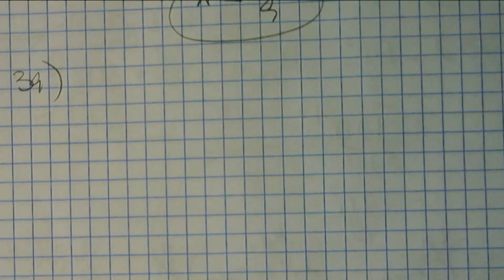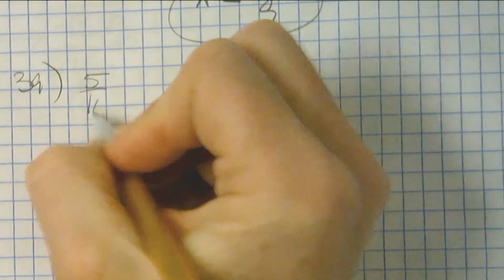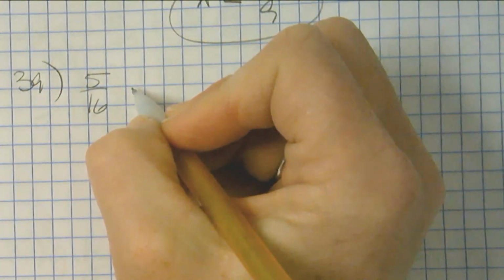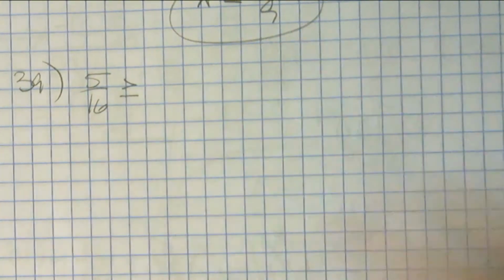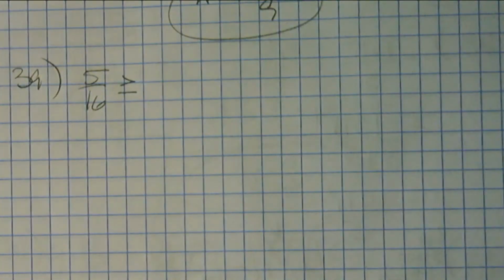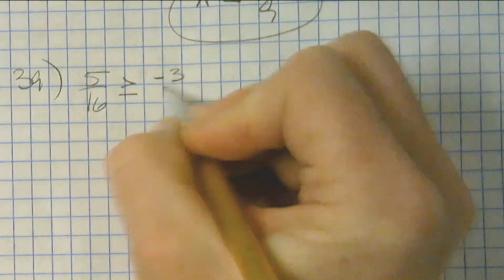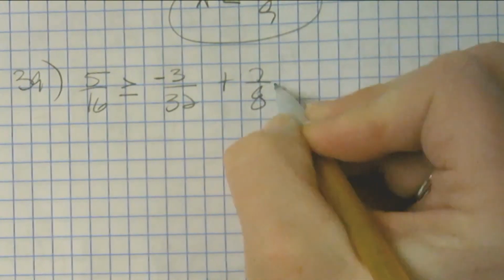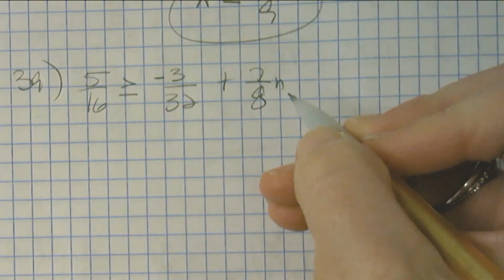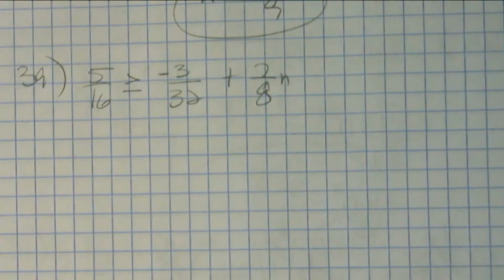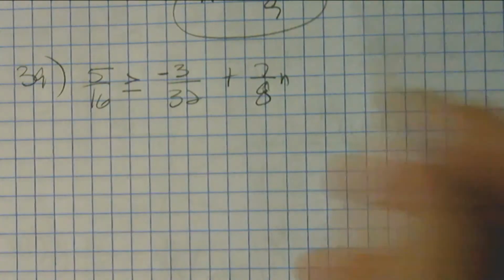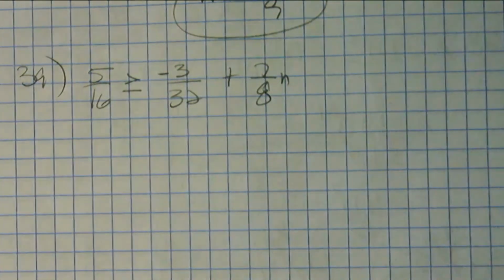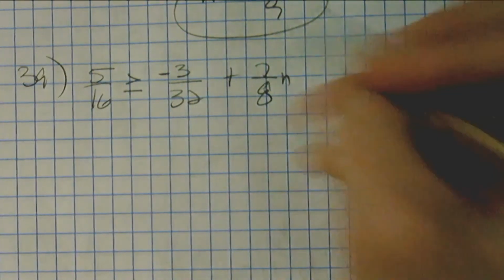All right, 39 says that I have 5/16, and I told you guys to replace that with a greater than or equal to symbol. So 5/16 is greater than or equal to negative 3/32 plus 7/8 times n. Who asked me for this one? Okay. So Colin, to clear fractions, what would you multiply by? 32. Yep, I'm going to multiply by 32, or 32 over 1.